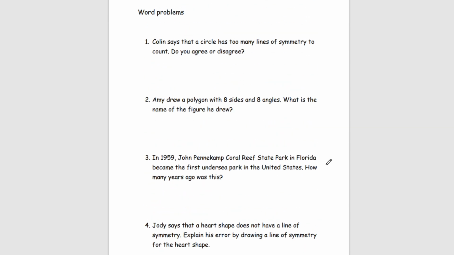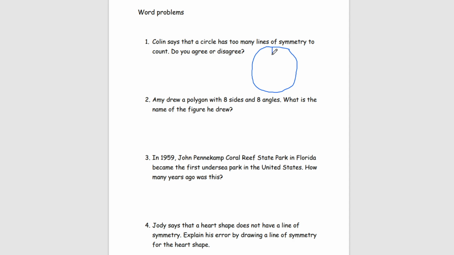Word problems. Colin says that a circle has too many lines of symmetry to count. Do you agree or disagree? So let's draw a circle. Obviously the circle isn't going to be perfect, but we'll imagine that it is. And Colin says that it has too many lines of symmetry to count. So if we were to cut straight down here, oh, that is not an equal line. Sorry, let me redraw that.